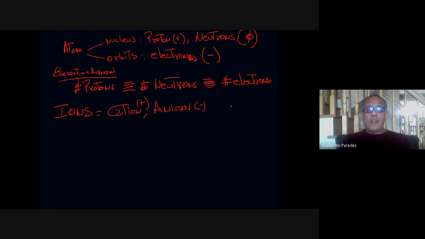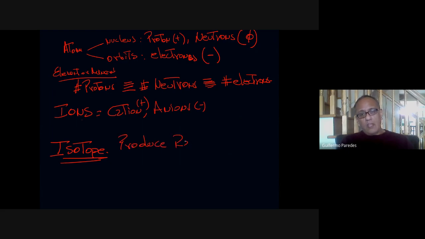Okay? All right, so there is one more term that you need to remember, and that is isotopes. Isotopes produce radioactivity. These isotopes are used for chemotherapies and radiotherapies. Why? Because you know that radiation can kill cells, especially cells that divide very fast, like cancer cells. Isotopes can be used as a treatment. Isotopes can be used as a diagnosis.